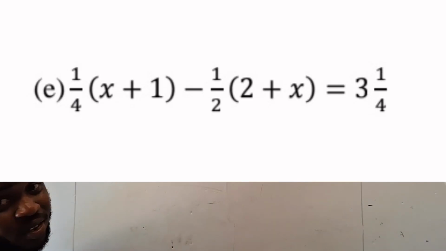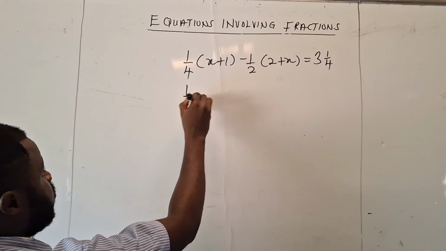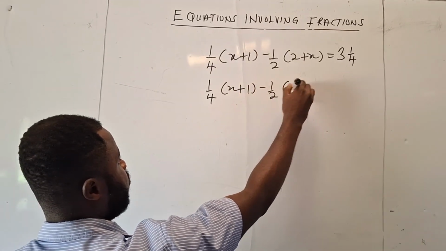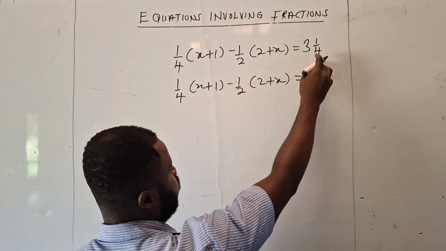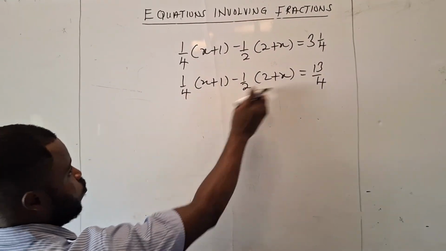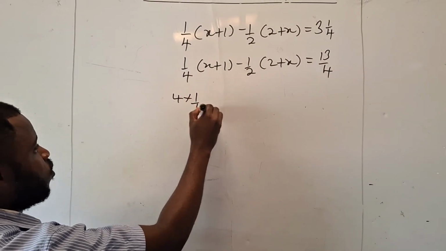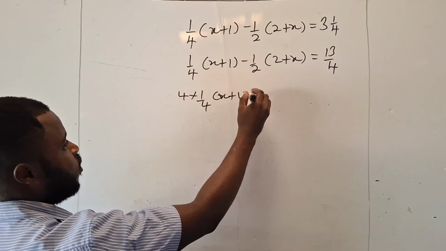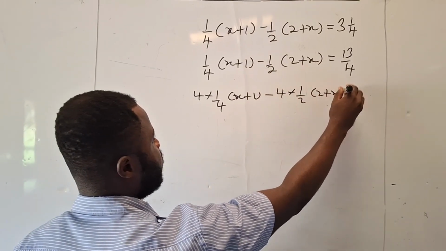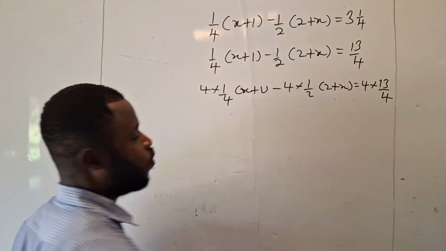So in this last question, we have to change this to improper fraction. So 3 times 4 is 12 plus 1. We have 13 on 4. We have 4, 2, and 4. So the LCM is going to be 4. So 4 times 1 on 4, x plus 1, minus 4 times 1 on 2, 2 plus x, is equal to 4 times 13 on 4.